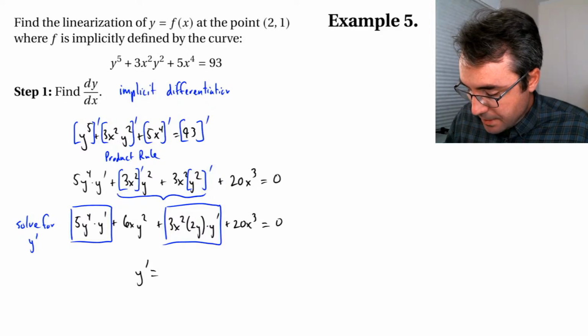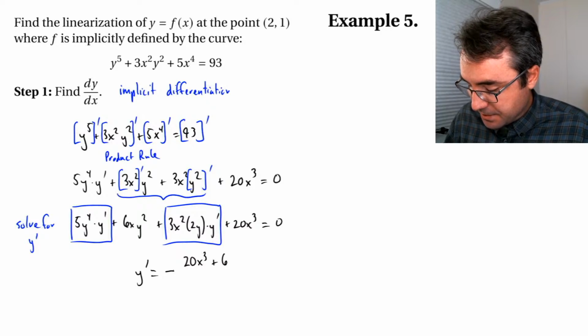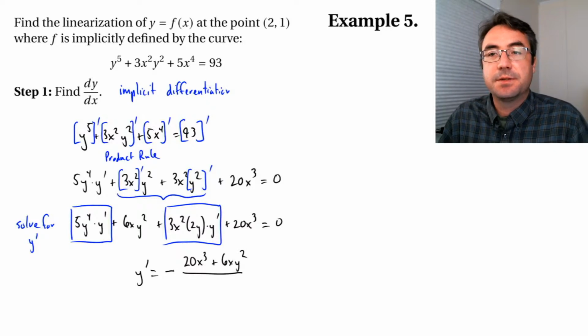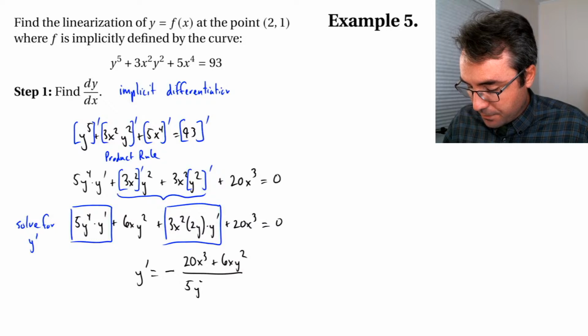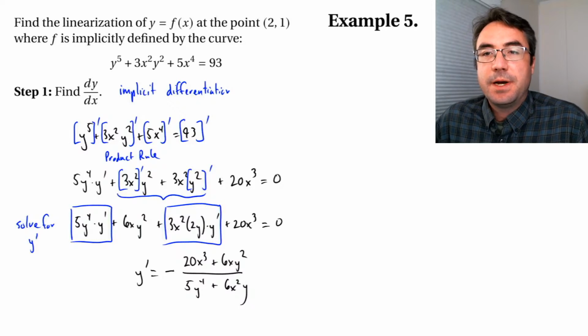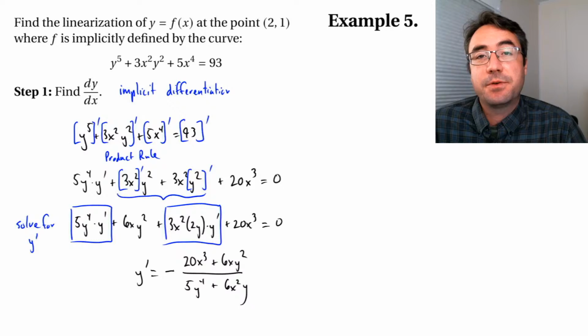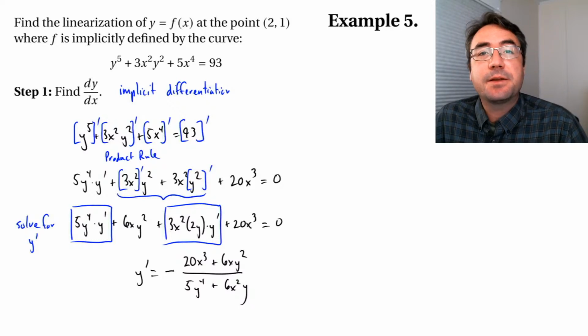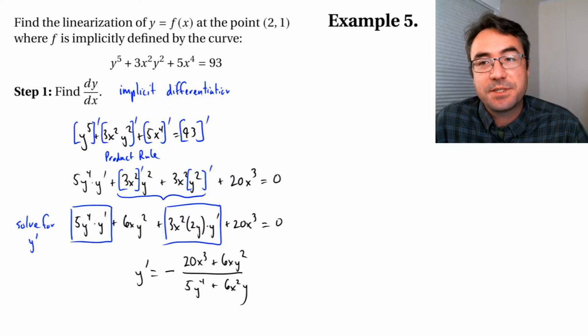So if we solve for y prime here, we end up with negative 20x cubed plus 6xy squared, and I'll put the negative in front, divided by 5y to the fourth plus 6x squared y. So I skipped a couple steps there, which you'd want to show. I'll leave it for you to finish those steps to solving for y prime. But that's what we get. We get negative 20x cubed plus 6x times y squared over 5y to the fourth plus 6x squared y. So we found dy dx.